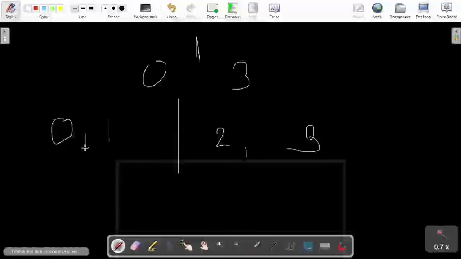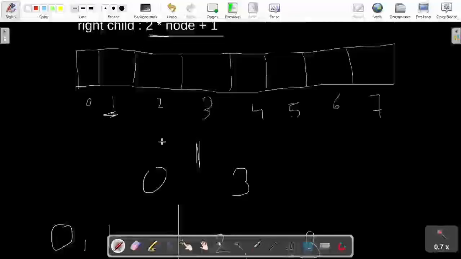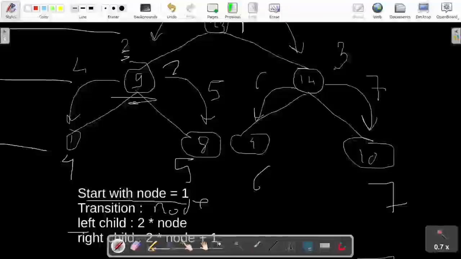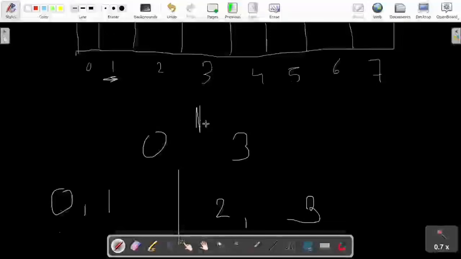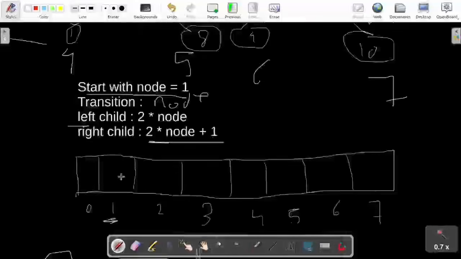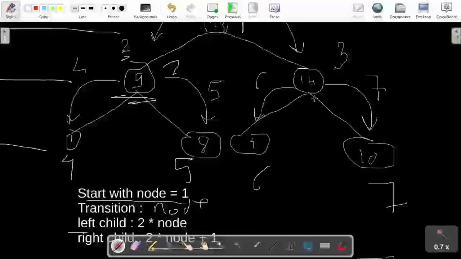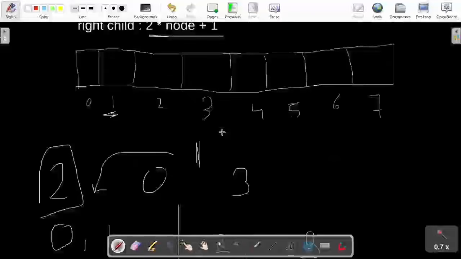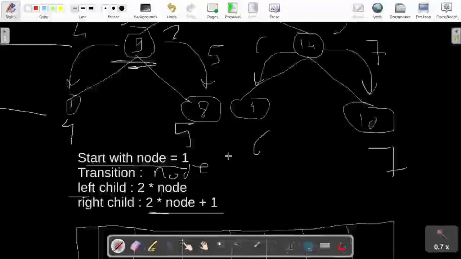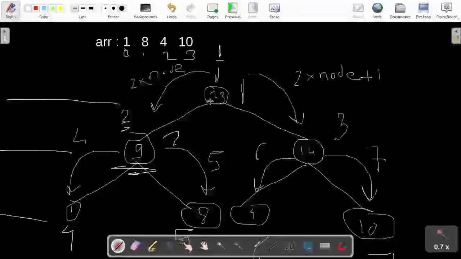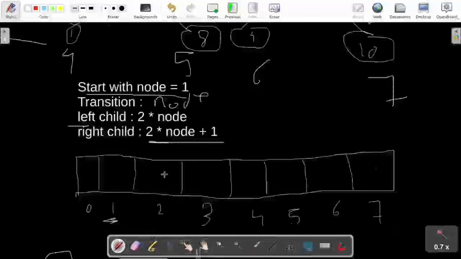So what I'm saying is, for your left child, which is this 0, 1, just multiply the value of your node by 2. It's 1, multiply it by 2, it becomes 2. And for the right child, multiply it by 2 and add 1. So 1 into 2 plus 1 is 3. That's why I said 1, 2, 3: for this one 1, for this 2, and for this we have 3.